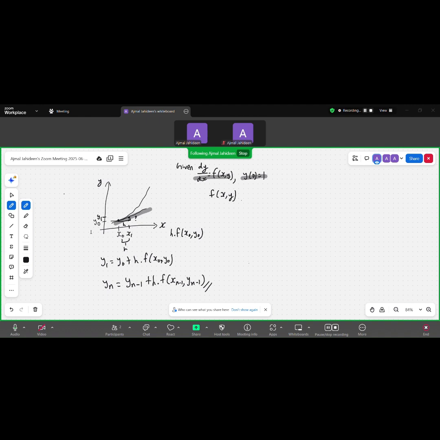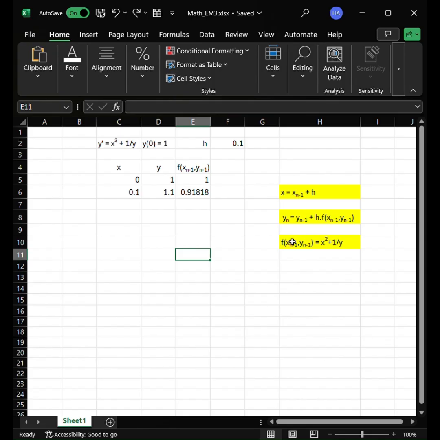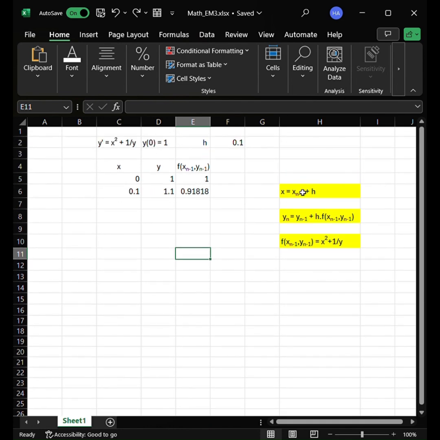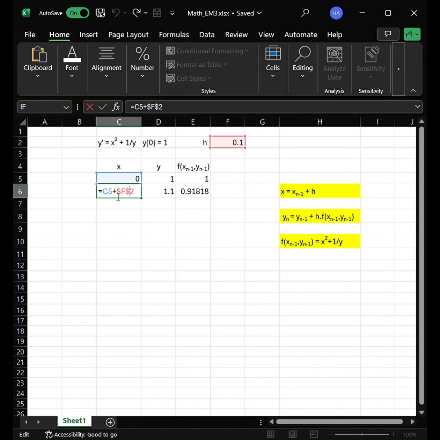Now we can use this formula in the spreadsheet to solve the equation. Now I'll demonstrate how to apply Euler's method in Excel to solve the IVP. I've chosen a step size of h equals 0.1. In my spreadsheet, I use three columns, one for x, one for y, and one for the value of the slope. So for the first column, I use this formula: xn minus 1 plus h. So xn minus 1 refers to the previous x value, which is C5, plus my h step. I use the dollar sign because I want to make sure my h value stays consistent throughout the x column.